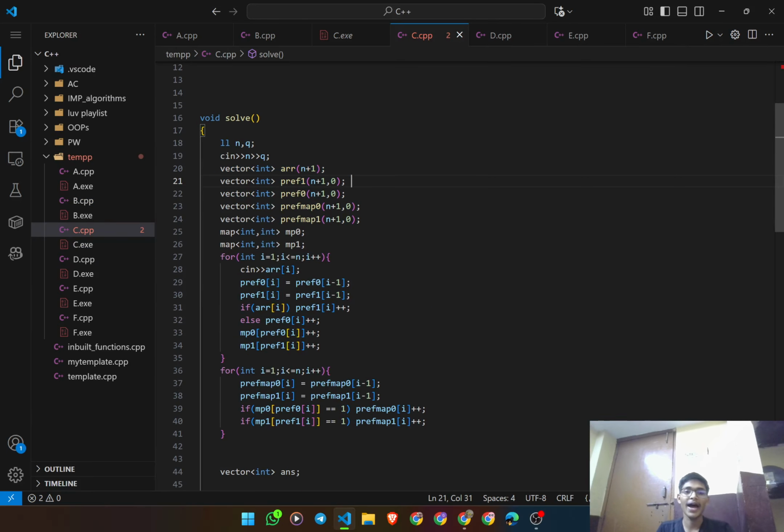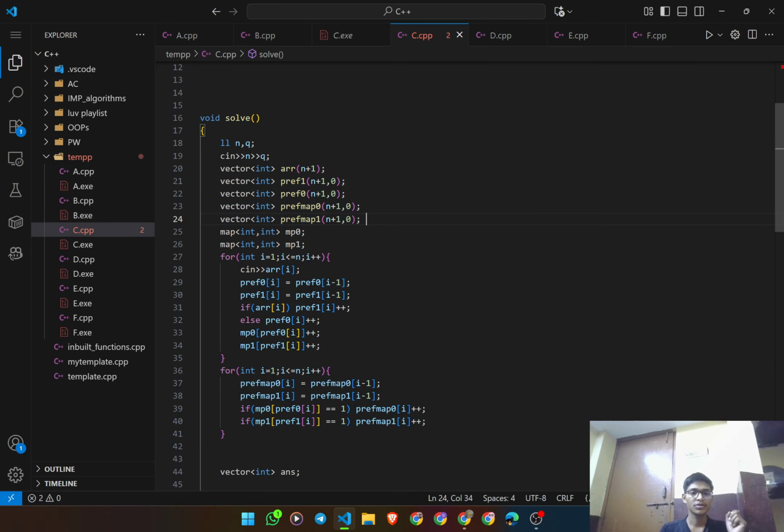So here it is an array arr, prefix 1, prefix 0, prefix map 1, map 0 and map 1. What the map 0 and map 1 are doing is that prefix 1 and prefix 0 are taking the count of how many zeros have been counted. Okay, this prefix map you can optimize again, but I have solved it like this only.